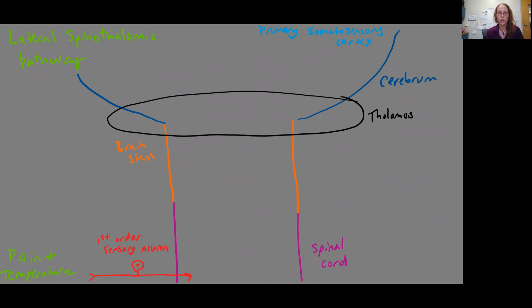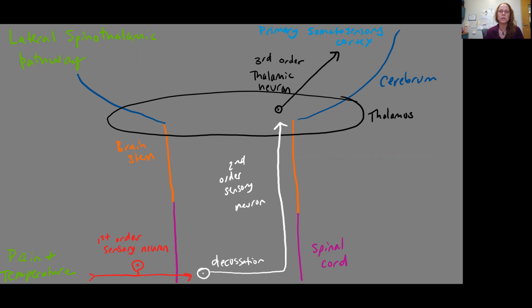The lateral spinothalamic tract is going to send pain and temperature information to the first order sensory neuron, which is the neuron all the time that's bringing information into the spinal cord. Our first order sensory neuron is going to synapse onto our second order sensory neuron, which then decussates, so crosses over, and then ascends to the thalamus, where it's going to synapse onto the thalamic neuron, or the third order neuron, which will then send that information to the primary somatosensory cortex for processing.